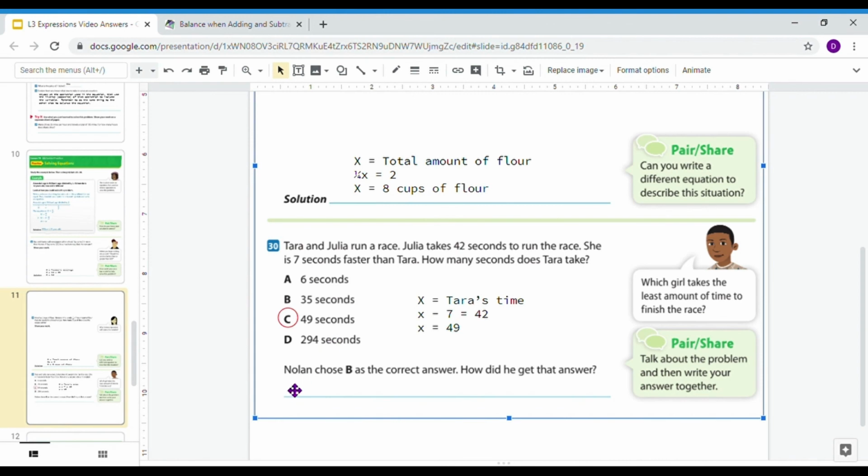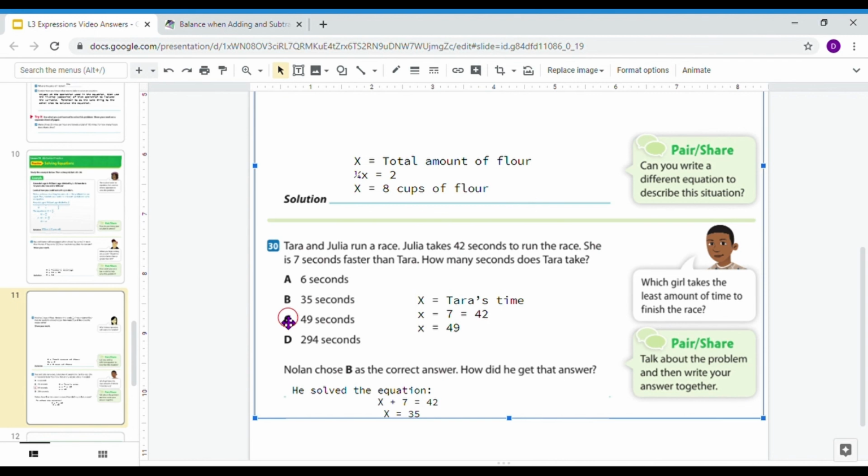The second part of this says Nolan chose B as the correct answer. How did he get that answer? So B was 35. So I can kind of see that instead of adding 7 seconds to Julia's time, Nolan subtracted it and made her faster. So he solved the equation x plus 7 equals 42. So he solved it as if Tara was faster than Julia.